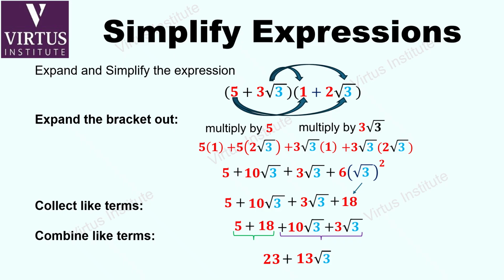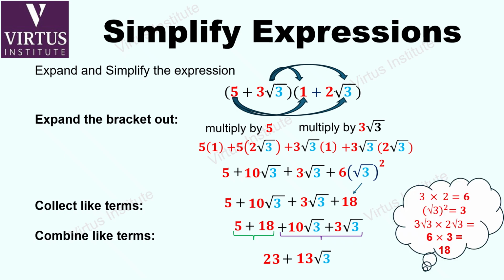Remember, multiply each term in the first bracket by every term in the second bracket. Simplify any surds where possible, then combine all the whole numbers and combine the like surd terms.